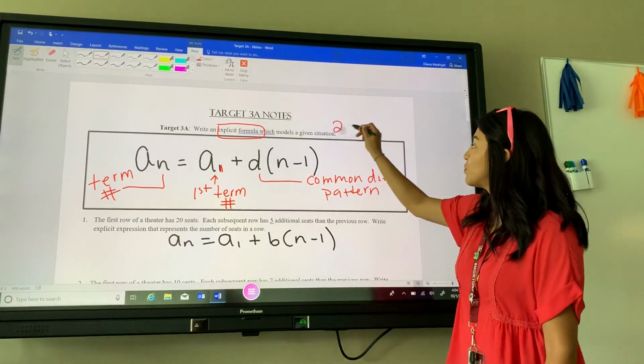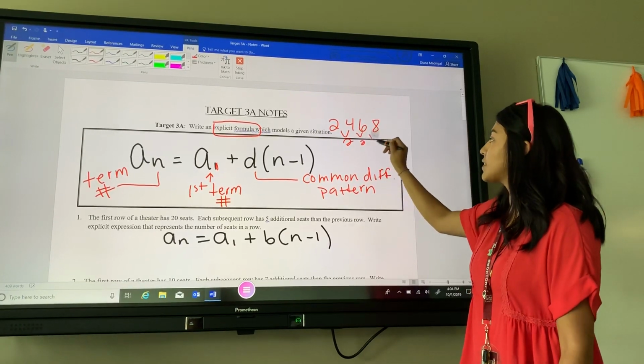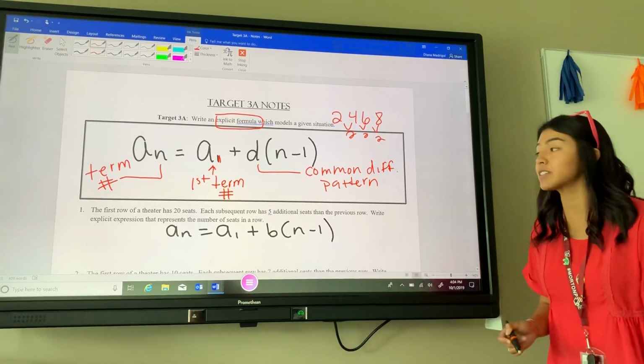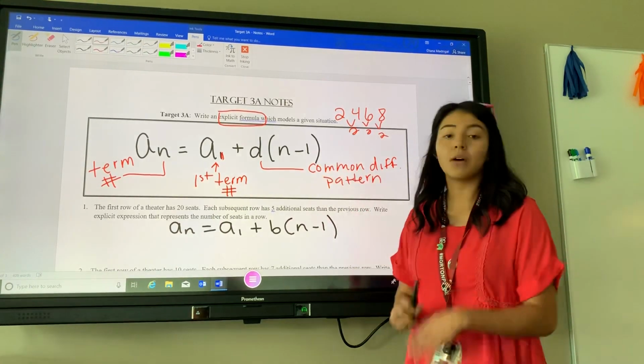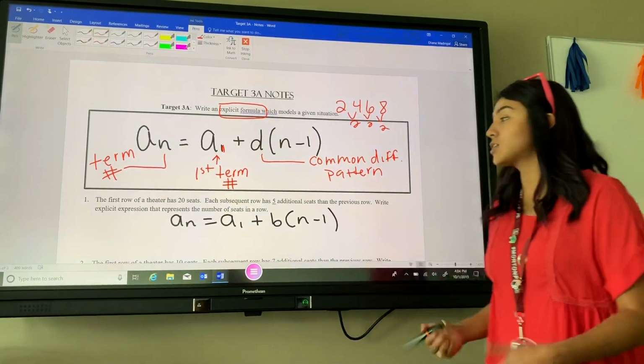If you have 2, 4, 6, 8, what's the pattern? It's going by 2. That's my common difference. Okay, so that's a pattern. N minus 1 always stays the same no matter what. And again, N is the term number. Alright, so let's try number 1.